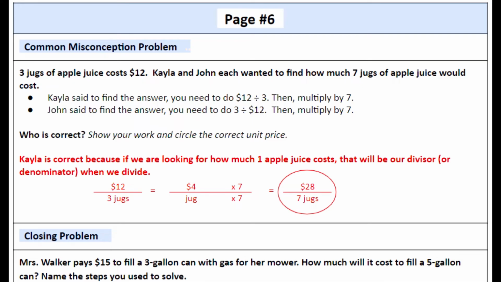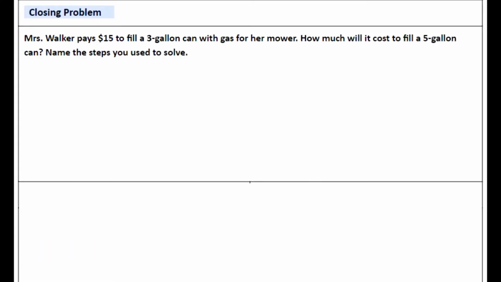And now we'll check our work for our closing problem. Make sure you've already completed it if you have not. Our closing problem says, Mrs. Walker pays $15 to fill a 3-gallon can with gas for her mower. How much will it cost to fill a 5-gallon can? Name the steps as you solve.